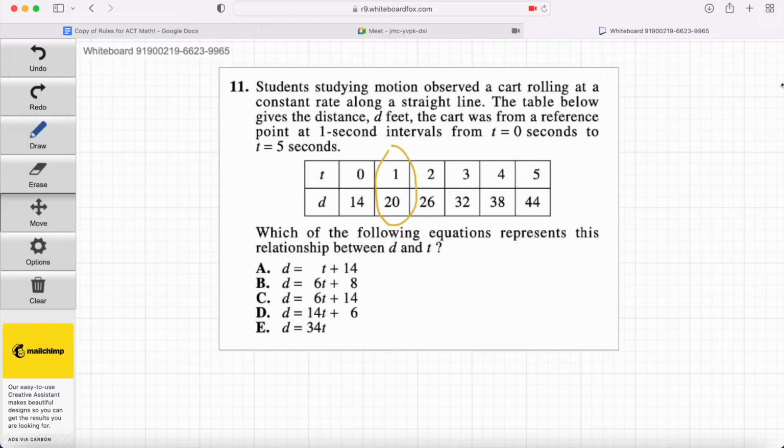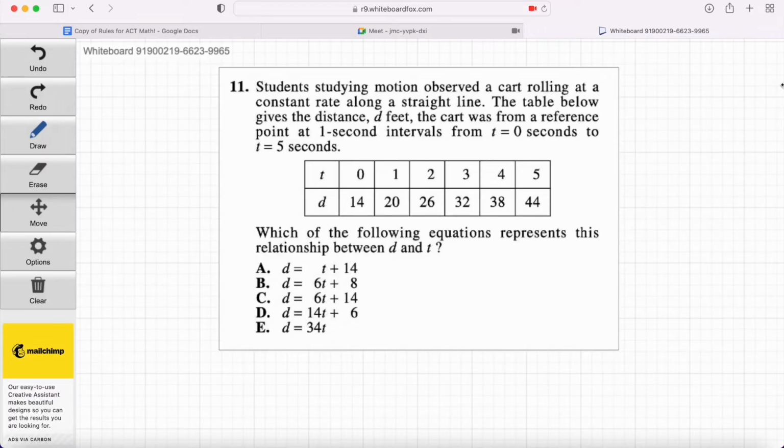That does work with 0 and 14. But at the very least, we know that when t is 1, d is 20. And we also know that when t is 2, d is 26. So we can test these values, plug them into the answer choices, and see which answer choice gives us a true statement for all those values. Does that approach make sense? I think so. Okay, well, let's do it.